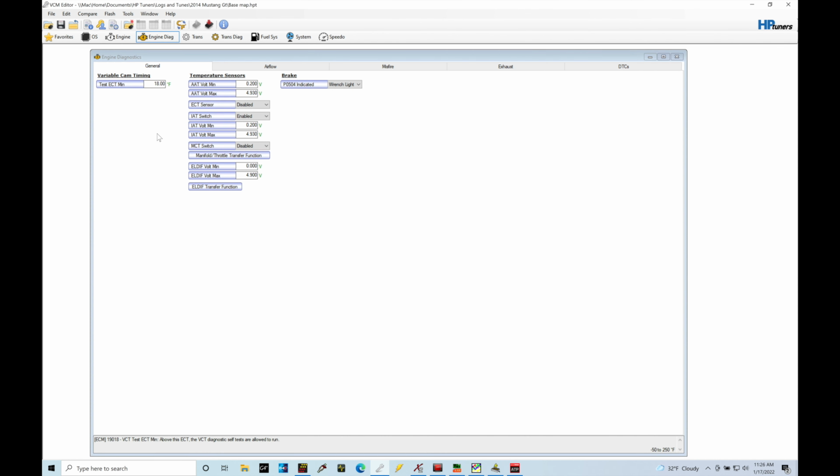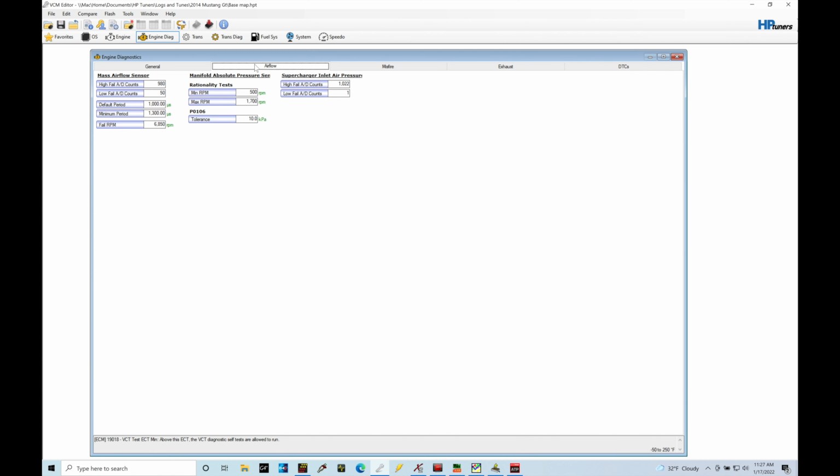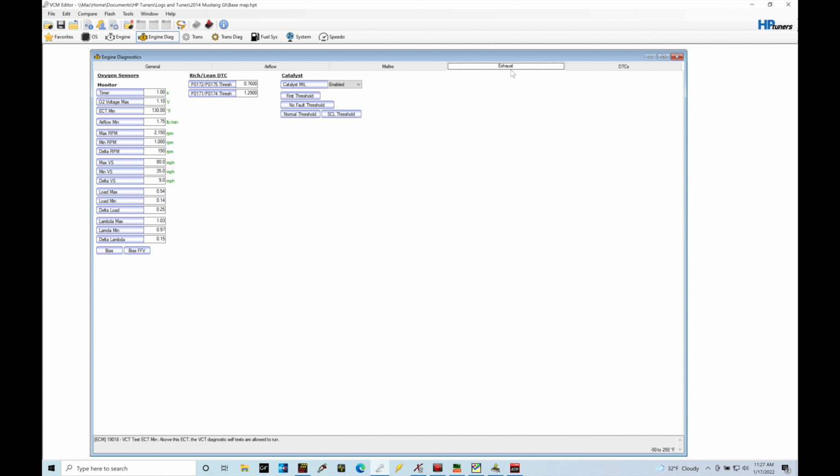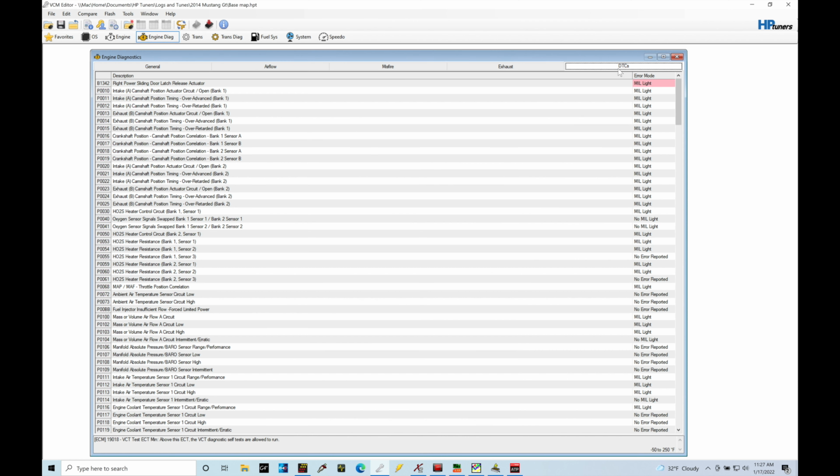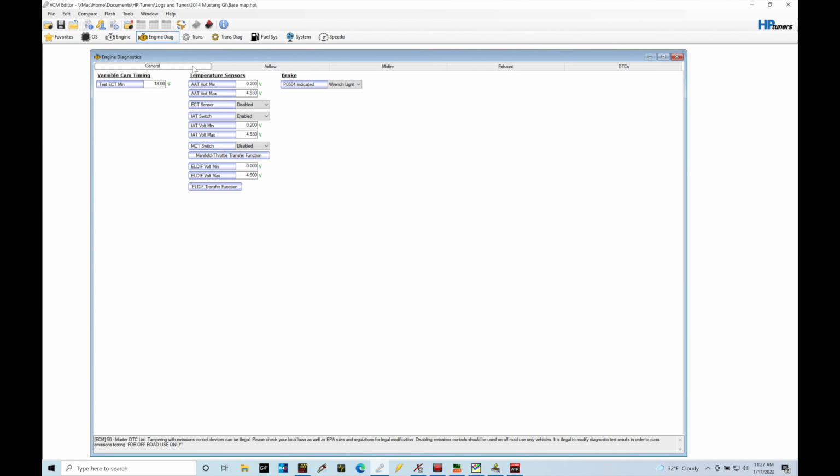This is where we can program our diagnostic capabilities within our VCM editor software. So we have a general tab, we have an airflow tab, we have a misfire tab, we have an exhaust tab, and we have a DTC tab. Let's jump in here to general. Let's first talk about this particular tab and all the parameters that we can program in here.